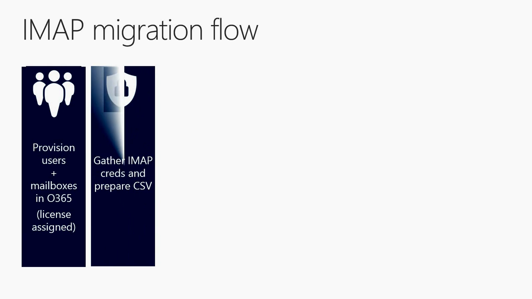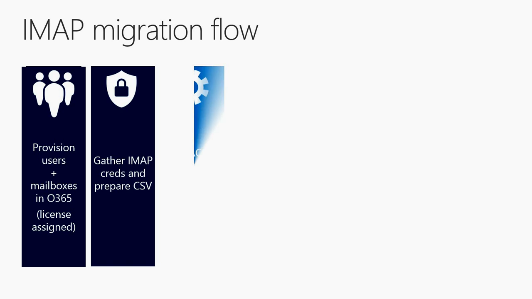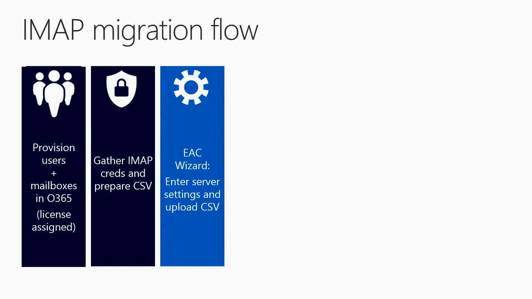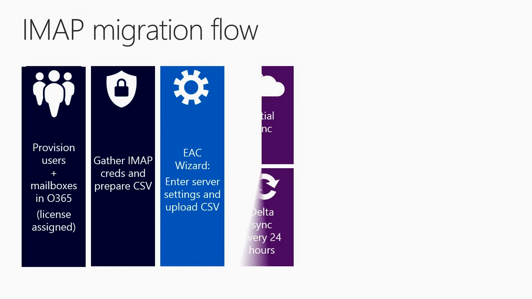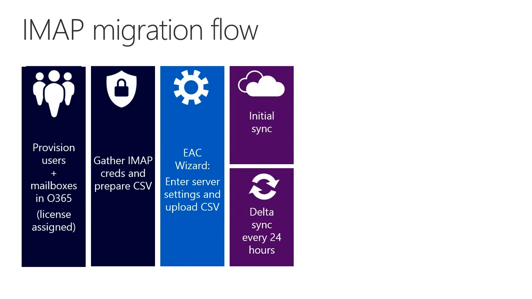Then, as a second step, we would have to gather the credentials and prepare the CSV file. Then, as a third step, we can go on in Exchange Admin Center and start the wizard and start this IMAP migration batch. Once we have started this IMAP migration batch, we would have to know that this performs an initial sync and will sync all the mails that are at the current time present in the mailbox to Exchange Online.